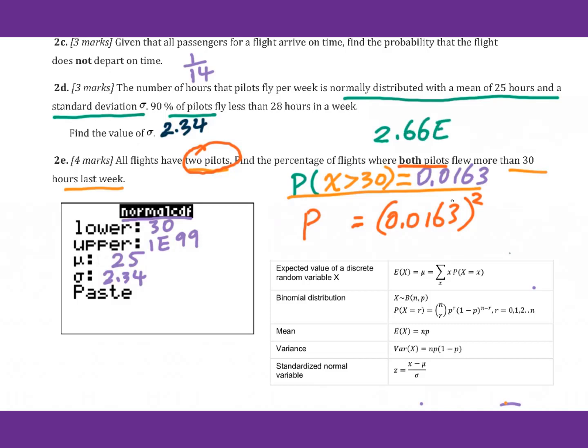The graphing calculator gives you 2.66 e negative 4, which means I have 2.66. Move the decimal 4 times to the left: 1, 2, 3, 4. Therefore, your answer will be 0.000266, to 3 significant figures. That will be your answer.